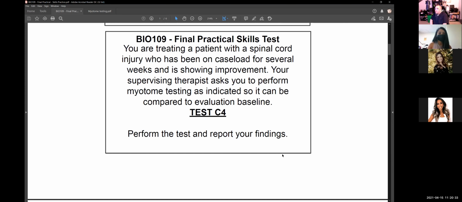Just say, okay, lift your shoulders up, right? You're going to come and put your hands on my shoulders, go, okay, don't let me push you down. 5, 4, 3, 2, 1, good. Done. Easy peasy, lemon squeezy.